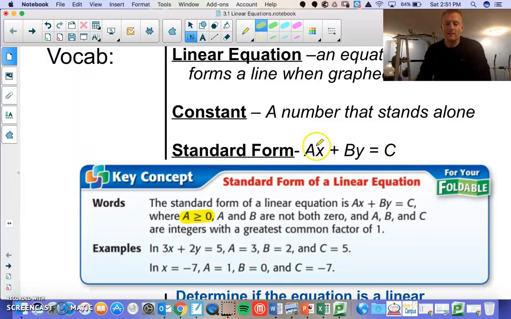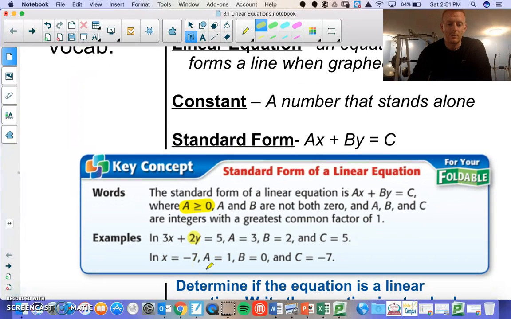So a is again just the number in front of the x. It's the coefficient for x. B is the coefficient for y. A has to be a whole number that is greater than 1. So in this problem, you see 3x plus 2y equals 5. That's because a is 3, b is 2, and c is 5. In this equation, we have something different going down. All right, so everybody ready?